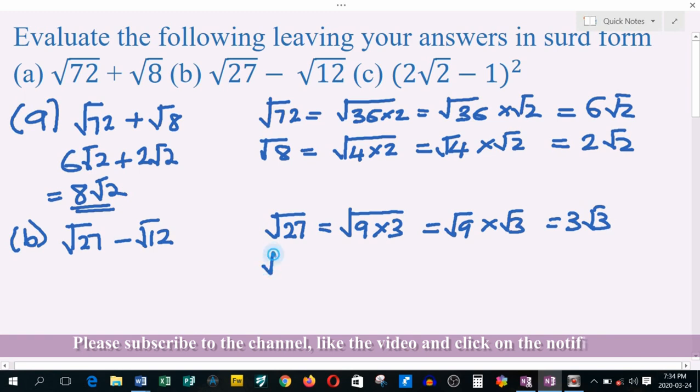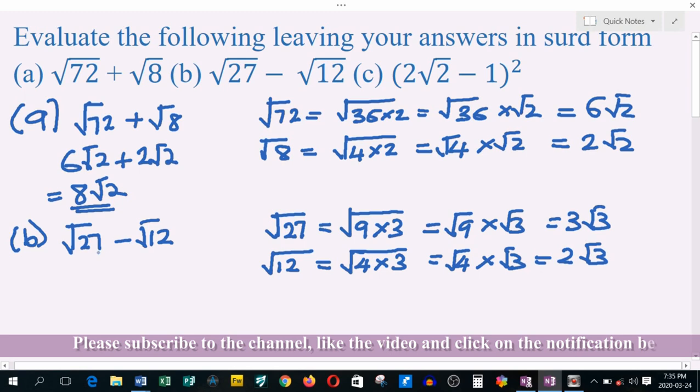Root 12 on the other hand is the same as root 4 times 3. This will give us root 4 times root 3. This is the same as 2 root 3. So root 27 minus root 12 will give us 3 root 3 minus 2 root 3. This will give us root 3, and that is our answer.